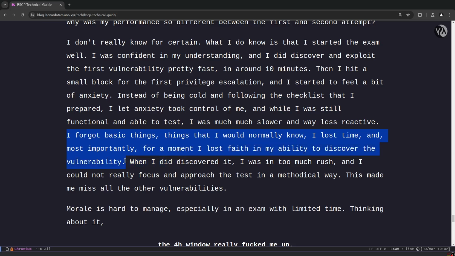And this is one of the most basic things that you need to have. You need to understand that you are prepared and you need to have faith in yourself, essentially. Now, when I did discover the second vulnerability for the first application, at that point, I felt like I already lost the exam because I was not focused anymore. I was in too much rush. I could not really focus and I could not really approach the test in a methodical way, which is actually what you need to do. You need to be extremely methodical, extremely cold-blooded. And this made me miss all the other vulnerabilities.